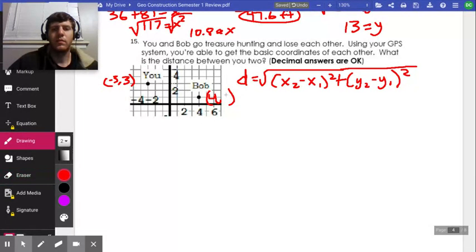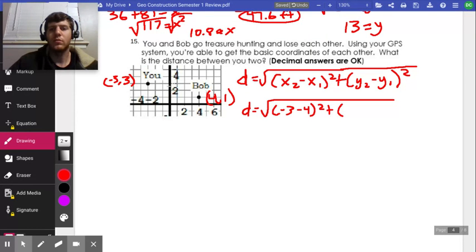All right, so your two x values are negative 3 and 4, so we're going to do distance equals the square root. Your two x values are negative 3 and 4, so we'll do negative 3 minus 4 squared plus, and then your two y values are 3 and 1, so we'll do 3 minus 1 squared.